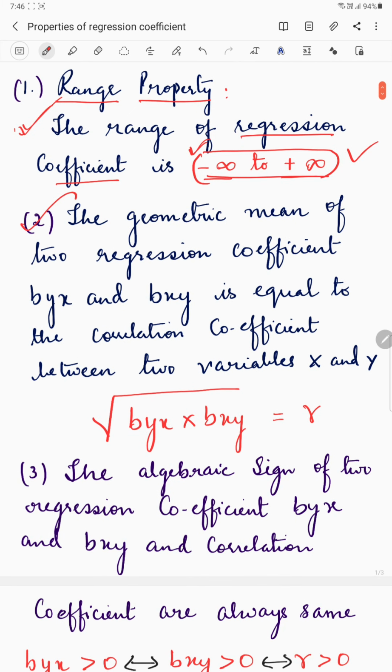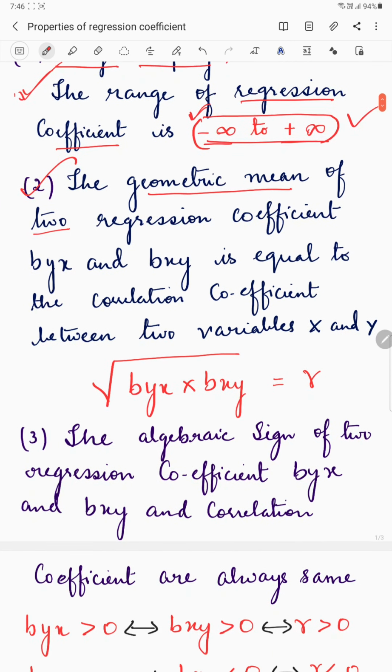Coming to the second property, the geometric mean of two regression coefficients. We already know regression coefficients are byx and bxy. Byx is regression line y on x, and bxy is regression line x on y. If you have gone through the previous video, you will understand this better.